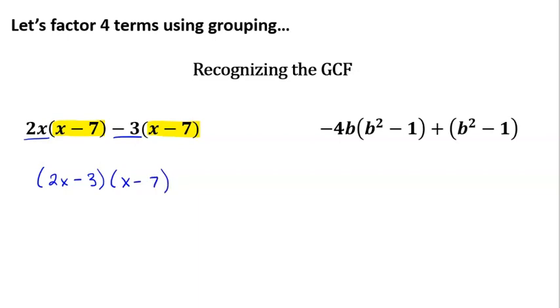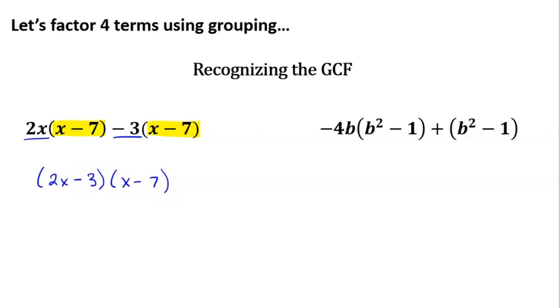And when we think back to how we were FOILing and multiplying our binomials, we know that that's 2x times that x and that negative 7. So you still have that 2x being multiplied by this. That's that first part of the expression. And then we have this negative 3 being multiplied by that expression as well. So this is another way of writing it.